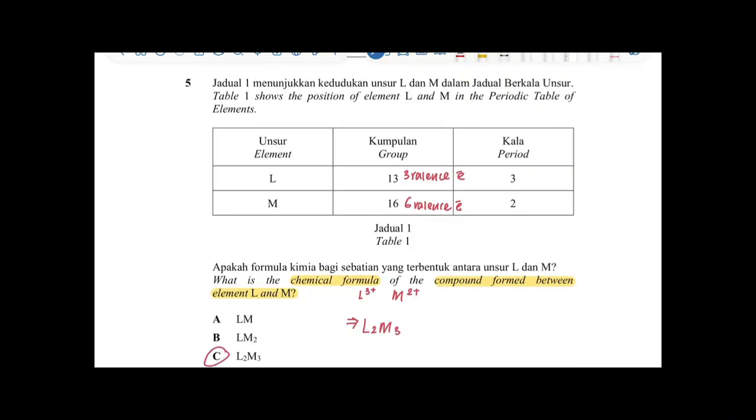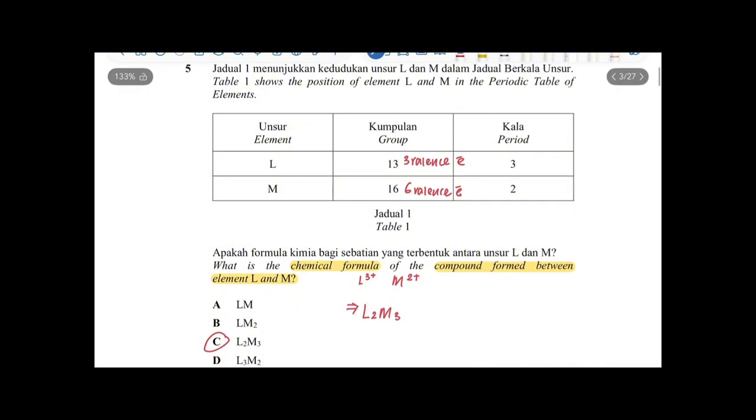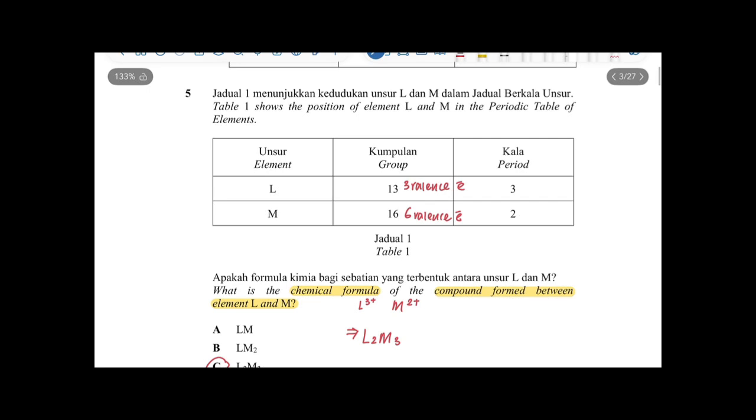Okay, let's continue with question 5. Table 1 shows the position of element L and M in the periodic table of elements. So this is quite similar to question 2. The question is asking what is the chemical formula of the compound formed between element L and M. Actually, we can ignore the period information because it is not needed in solving this question.